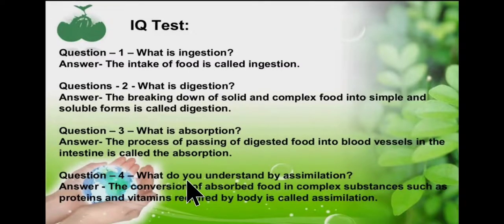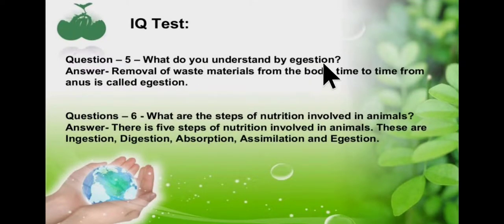And what do you understand by assimilation? The conversion of absorbed food into complex substances such as proteins and vitamins required by the body is called assimilation. Now what do you understand by egestion? Removal of waste materials from the body from time to time through the anus is called egestion.